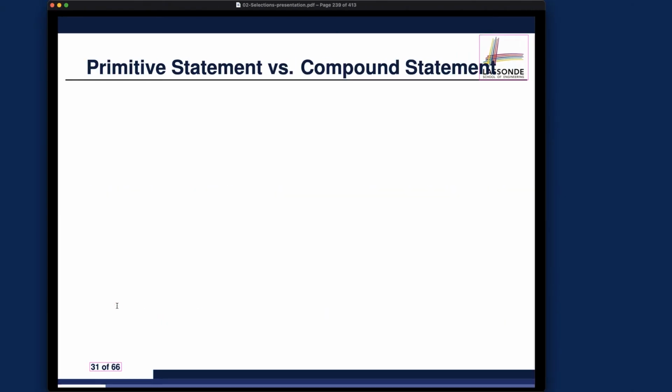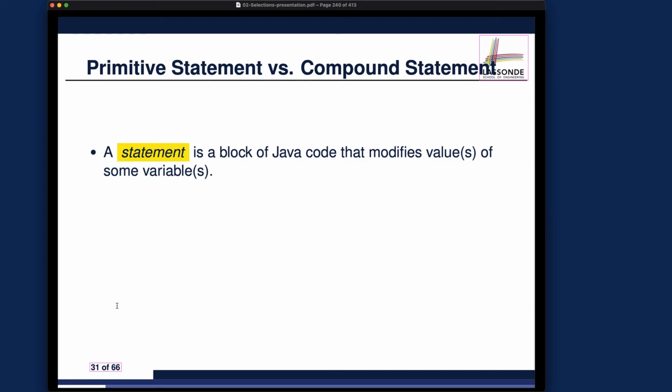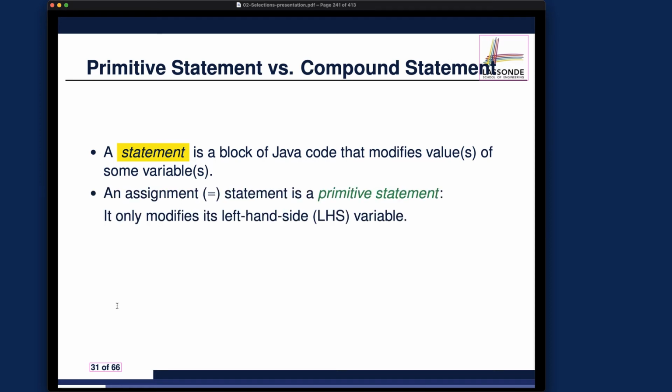Let's now talk about primitive statements versus compound statements. Basically, simple versus complicated. That's what I meant. A statement is simply a block of Java code that modifies values of some variables. So basically, what we talked about in elementary programming, those are primitive statements, variable assignments. You can think about variable assignments as simply primitive, like simple.